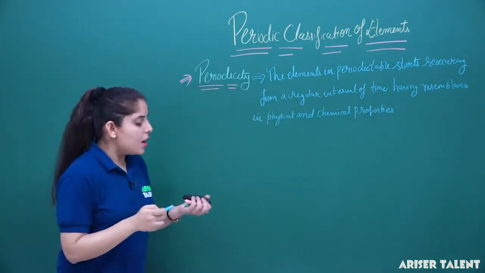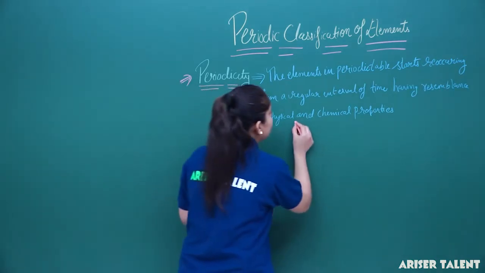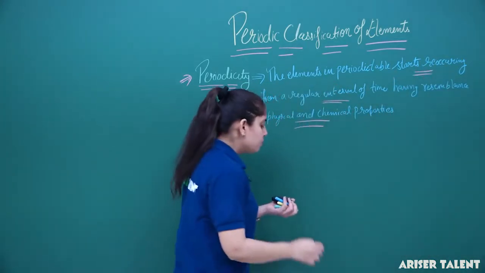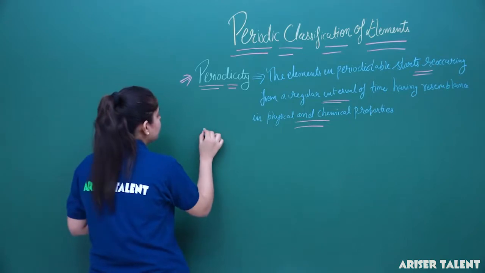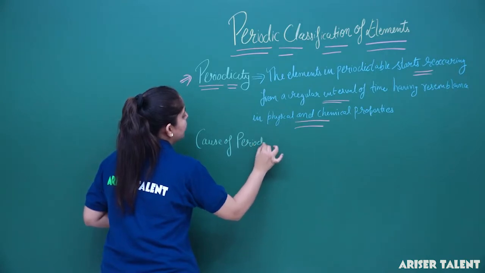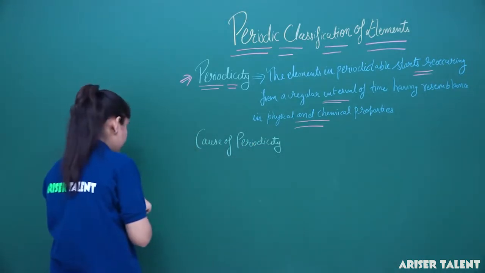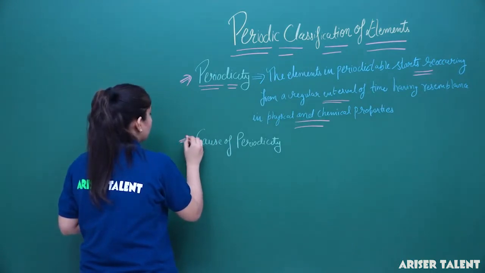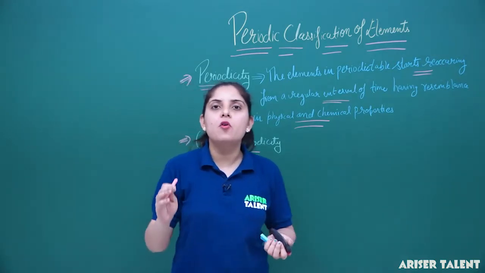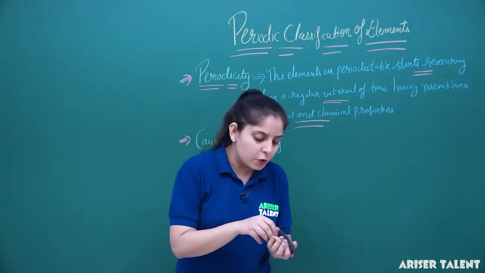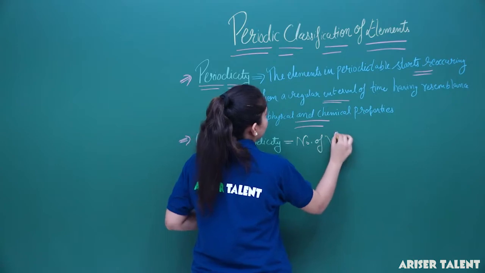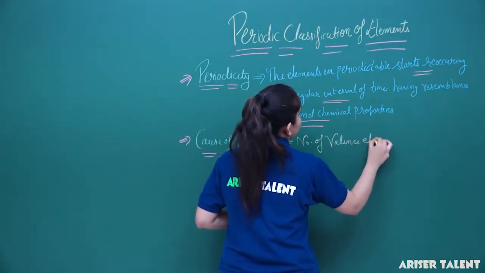So this is all about periodicity that we have discussed here: elements reoccur after a regular interval of time. Now, what is the cause of periodicity? Let us discuss the cause of periodicity. The cause of periodicity is basically the number of valence electrons present in an atom. So the basic cause of periodicity is the number of valence electrons.